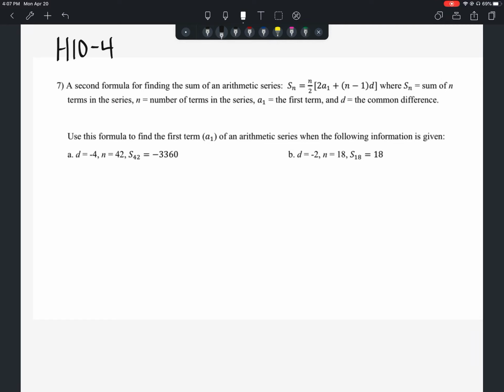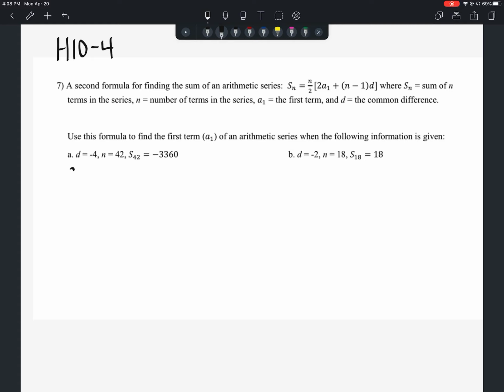So with this one, we don't know what the last term actually is, and we're still able to find the sum of the series. We're going to use this formula now in a couple problems. It says use the formula to find the first term, or a sub 1, of an arithmetic series when the following information is given. So we know that the common difference is -4. We know the number of terms in the series is 42, and our sum of those 42 terms is -3,360.